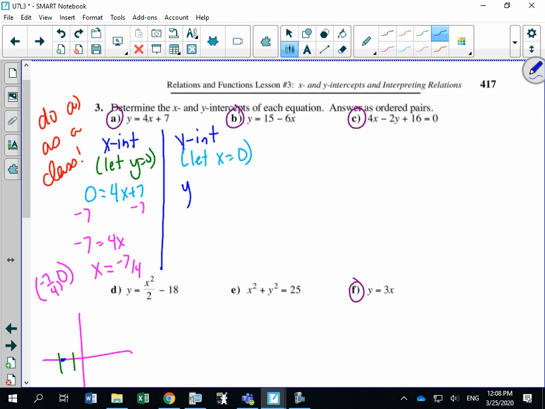So y is equal to 4 times 0 plus 7. Anything times 0 is 0. Y is equal to 7. So my ordered pair would be 0, comma 7. So if that's 7, that would be my ordered pair, and my graph would look something like that.